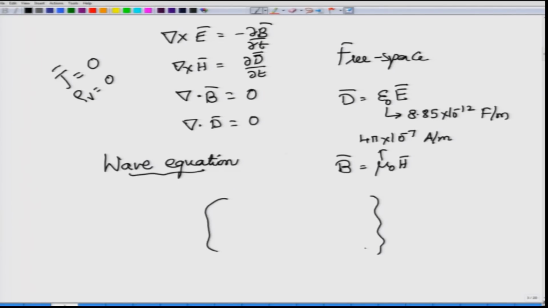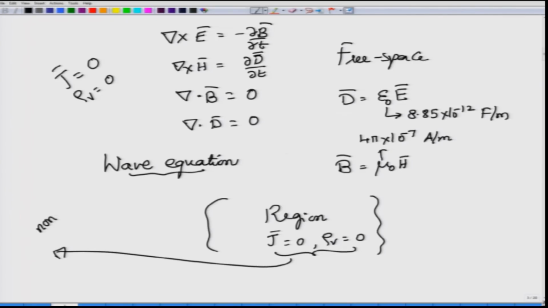For example, let us say this is the region where we are considering this wave equation, or the set of equations that we have. In this region we assume J is equal to 0 and rho v is equal to 0, but these two quantities are non-zero at some point far away from this region, and that point far away we will put at minus infinity. But in the region that we are considering, both J and rho v are equal to 0, and consequently del dot D equal to rho v becomes del dot D equal to 0, and the J term in the Ampere-Maxwell equation disappears because we have assumed J equal to 0.